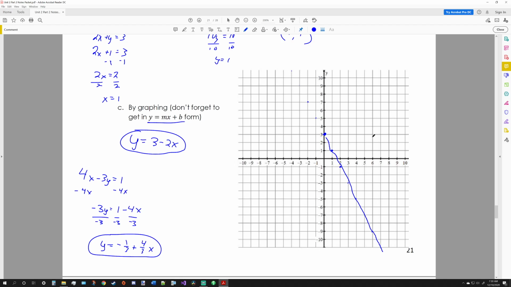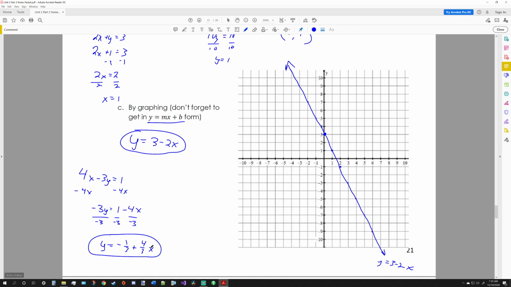Oops, that didn't come out very good. It's kind of hard to draw a long straight line on this thing. That worked. All right, that is y equals 3 minus 2x.